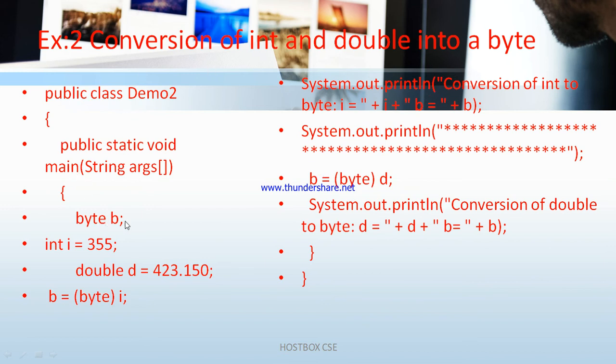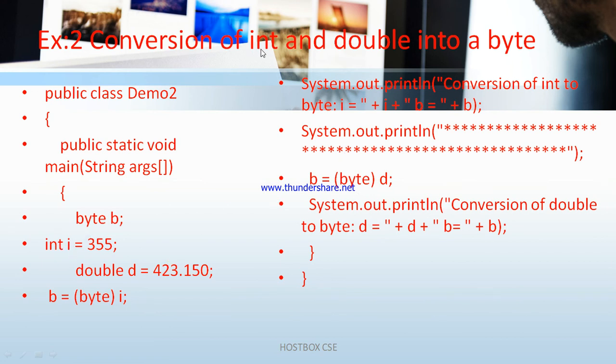Let's go for the program. So I declare byte b. Then I am going to assign int i = 355 and double d = 423.15. So here b = (byte) i. That means the i value is converted to byte with the help of explicit conversion. And then System.out.println of conversion of int into byte. So I can write plus i and plus b. Similarly, I can write System.out.println for a stylish separator with asterisk symbols here, and b = (byte) d. So like that I can give.